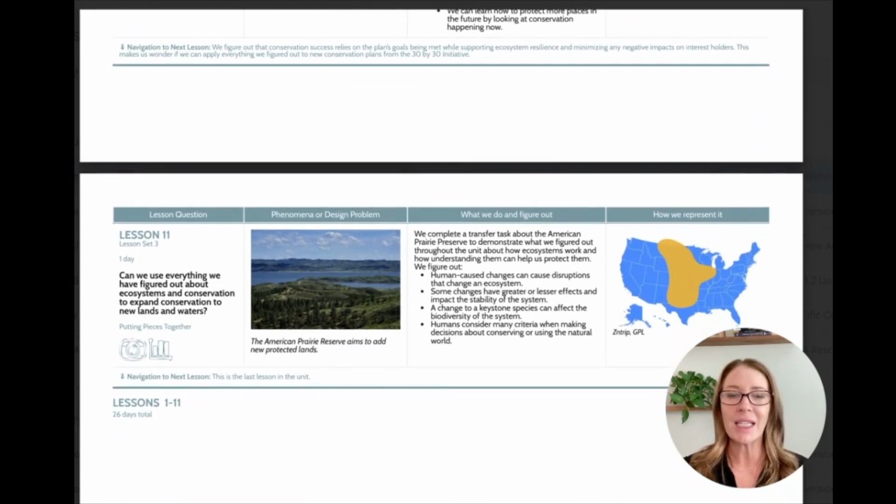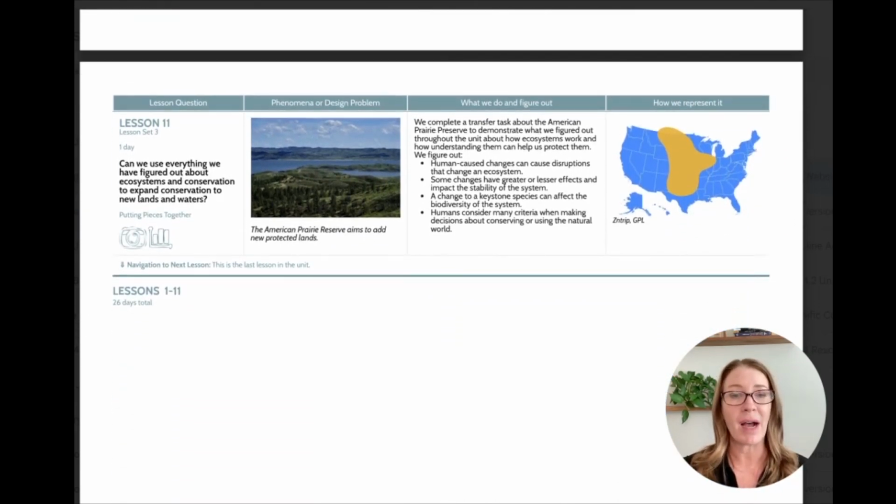And then in lesson 11, we are done. We are now going to have our final end of unit transfer task. And so we are going to apply everything, science ideas and this little bit of conservation engineering evaluation ideas, into a new context, which is the American Prairie Reserve.